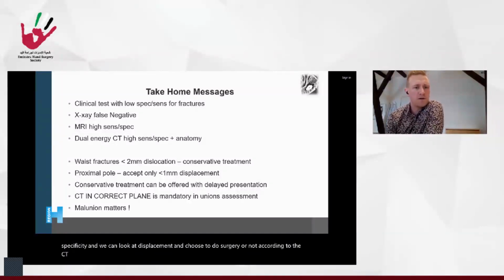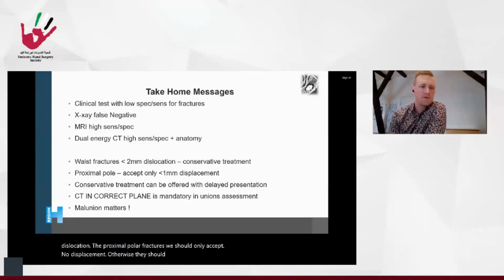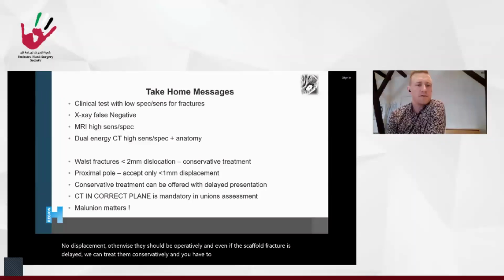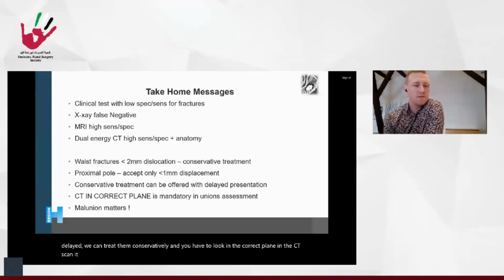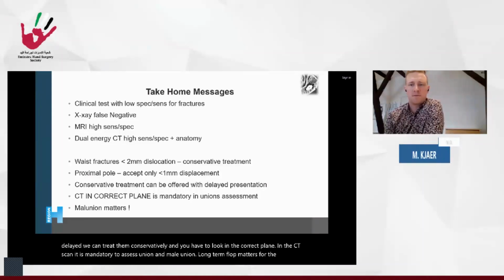The waist fracture can be treated conservatively if they have below 2 mm displacement. The proximal pole fractures, we should only accept no displacement, otherwise they should be treated operatively. And even if the scaphoid fracture is delayed, we can treat them conservatively. And you have to look in the correct plane in the CT scan. It is mandatory to assess union, and malunion at long-term follow-up matters for the patients. Thank you very much.